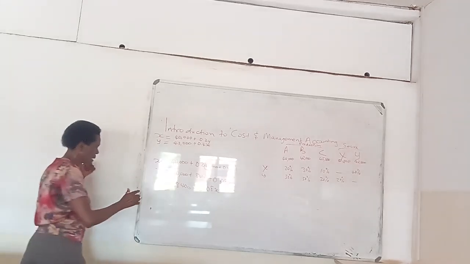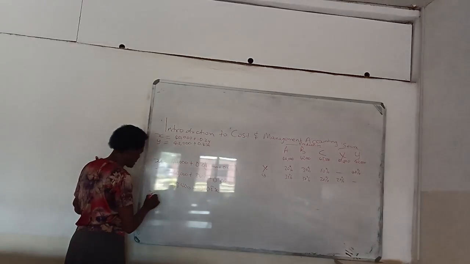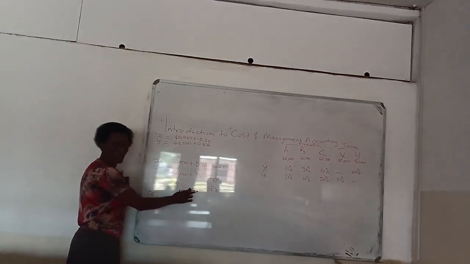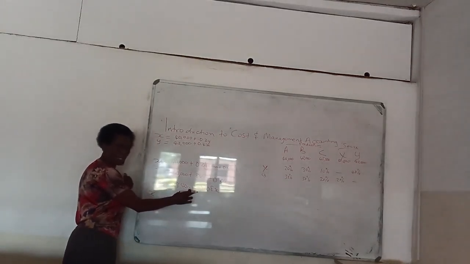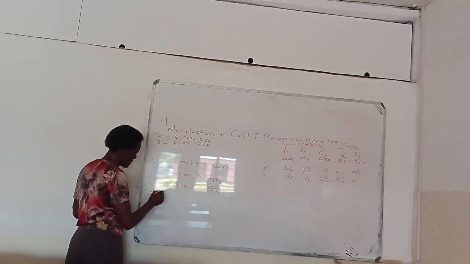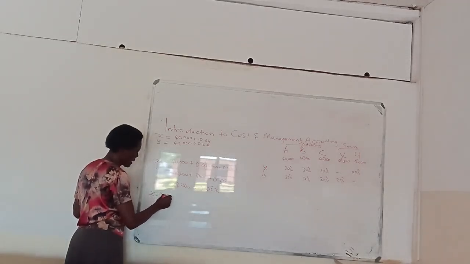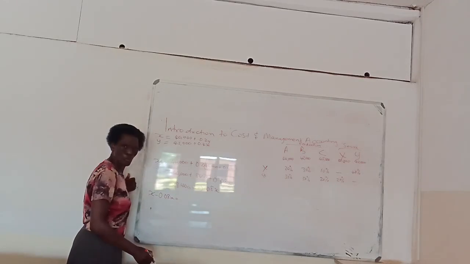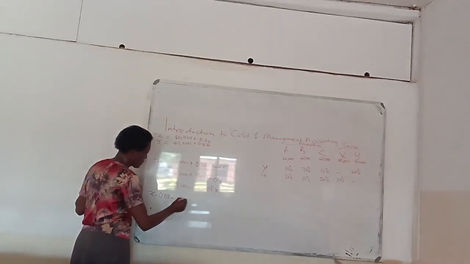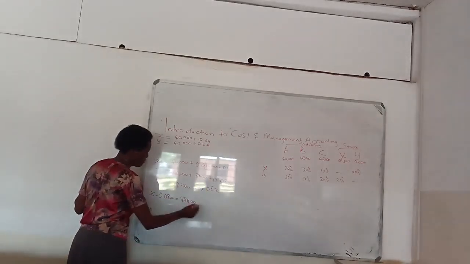To the x side. So we're saying x. What is it going to carry if it goes to this other side? Negative. Therefore, it's going to be minus 0.08x, which is equal to 48,500.